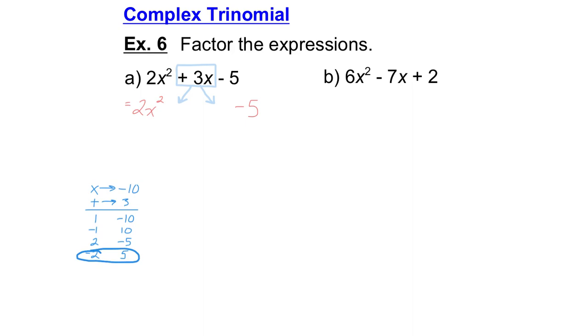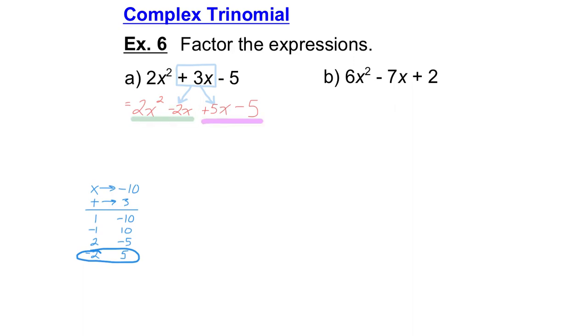Minus 2 and 5 are the winners. So my middle term splits into minus 2x plus 5x. Notice that it still is equal to 3x, so I haven't changed my expression at all. I've just split that middle term into 2.